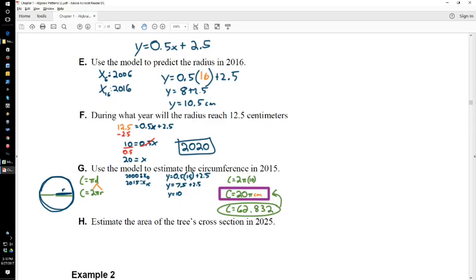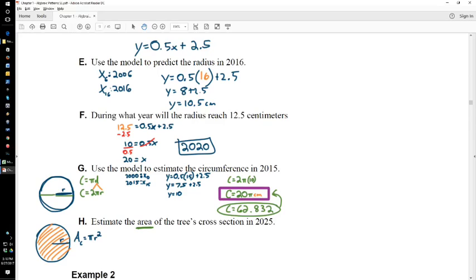All right. Anyways, last one, we'll keep on going. Estimate the area of the tree's cross section in 2025. Okay, it says the area. So we've already done the circumference. Let's do the area. Well, remember area, that's all of this. We use the radius to find the area. And the area of a circle is pi times the radius squared.